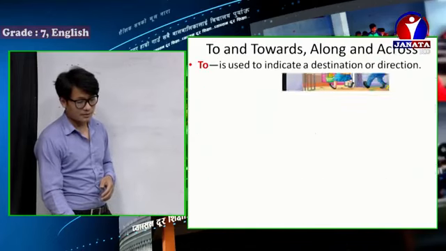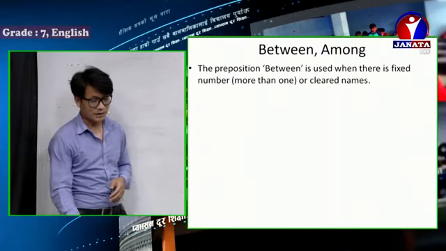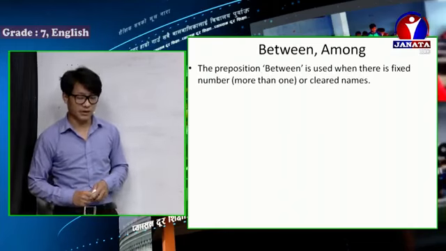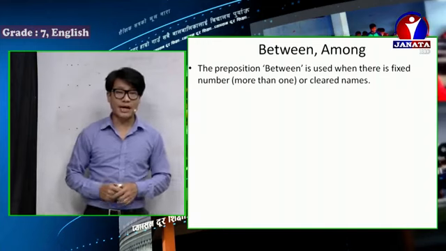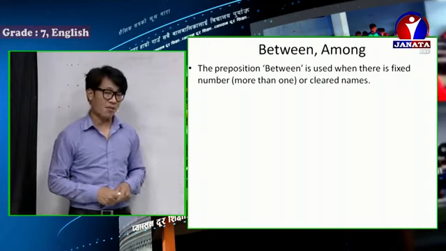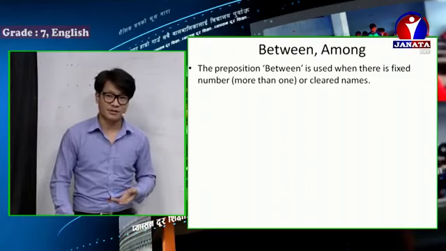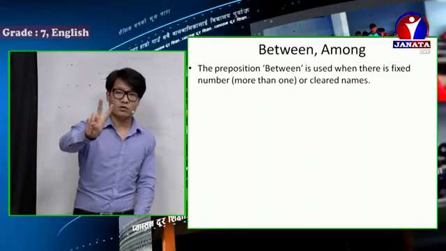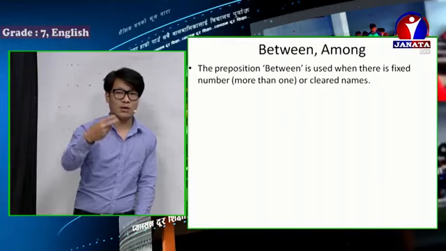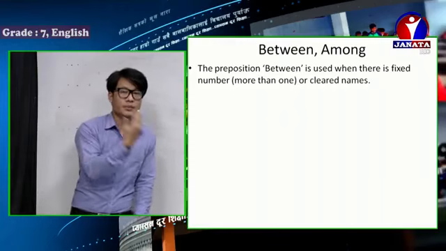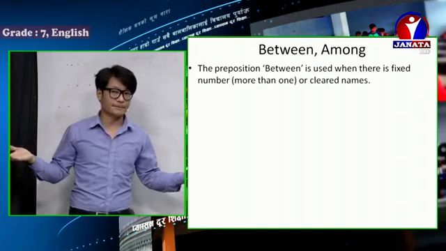Let me skip it. Okay. We have very little time, so let me complete this, okay? So now let's look at between and among. Between and among. So how do you use the prepositions between and among? Maybe when there are two, then you use between, or when there are three, then what do you use? Between or among? The question is here.